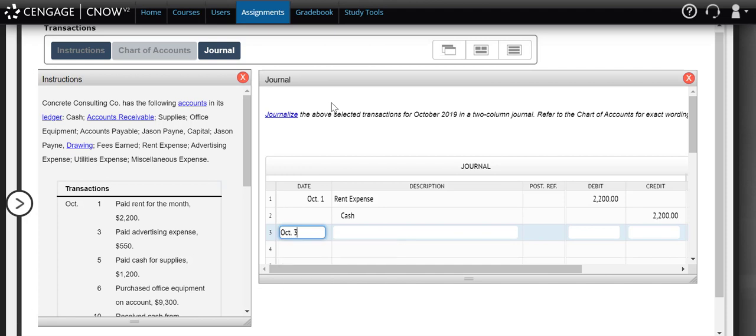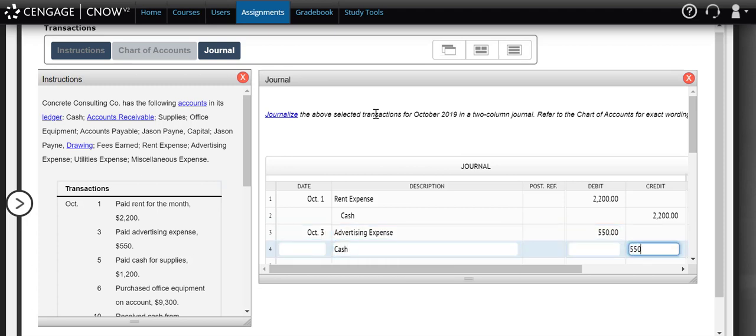On October 3rd, it says again, we've paid for an advertising expense of $550. So anytime you see paid, you know cash is involved. We're spending out cash, which means cash is decreasing. Cash is an asset to our business, so it has to be credited. And what we are spending our money on is an advertising expense. So we look at our chart of accounts. We do, in fact, have an advertising expense account, so that is what we are going to debit. Because remember, our expenses are always increasing. And our cash is decreasing.